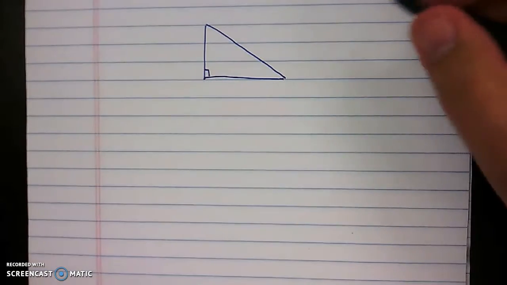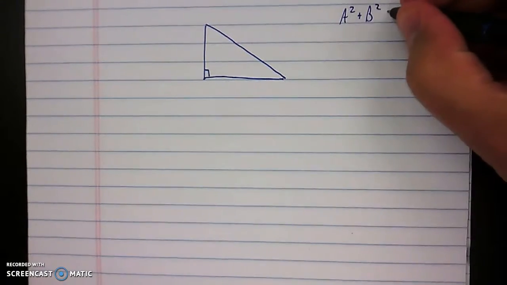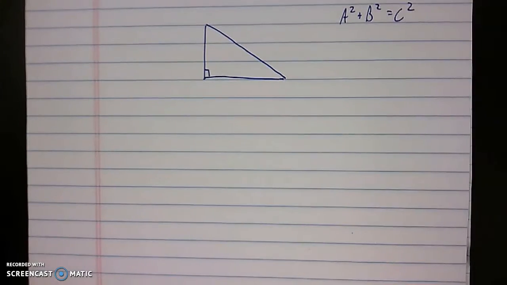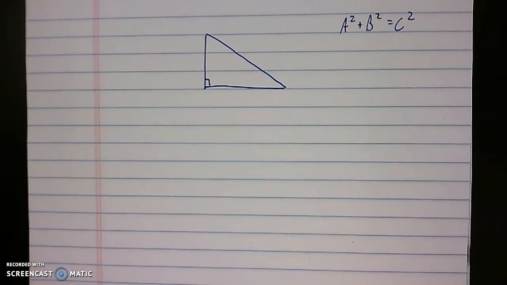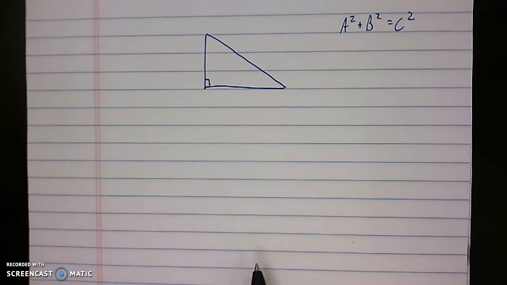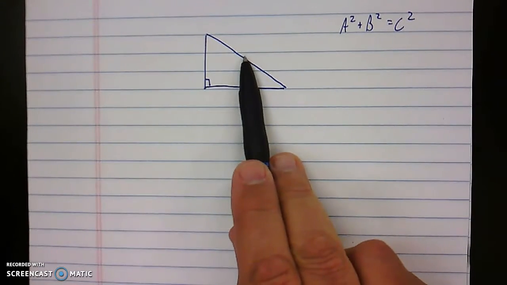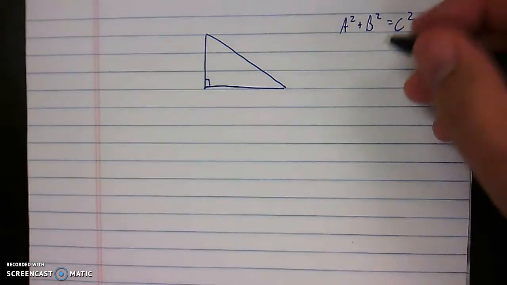Now, the equation for the Pythagorean theorem is a squared plus b squared equals c squared. Hopefully that's all familiar to you. Where a and b have to be the legs of the triangle, in other words, the sides of the triangle that are connected to the 90-degree angle. C has to be the hypotenuse. There's no other way around it. Now again, I'm going to give you the values, and we're just going to put them in place.